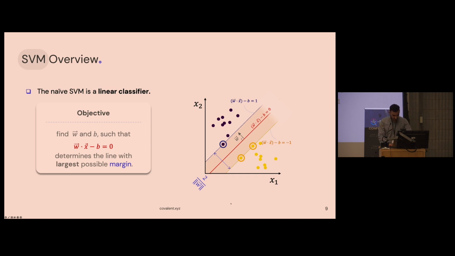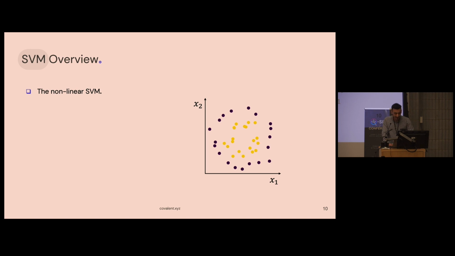Blue and yellow. Okay, that's all well and good. But for this to be useful, we probably want to classify nonlinear things as well. So here, what line can I draw that actually separates these classes? Well, there really isn't one, right?